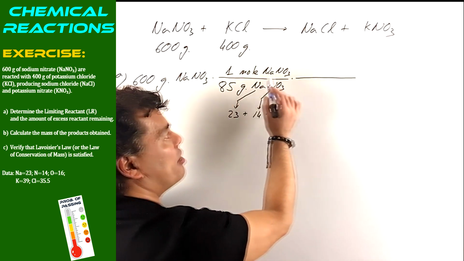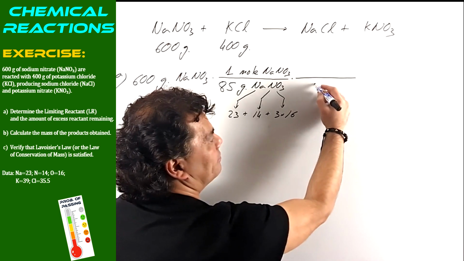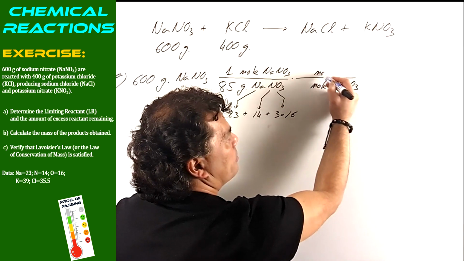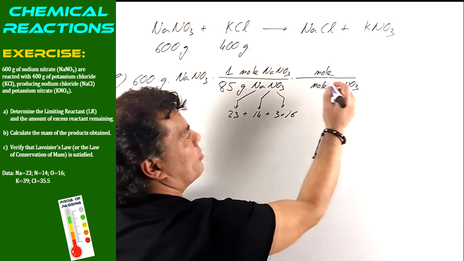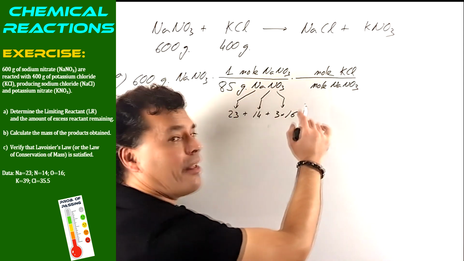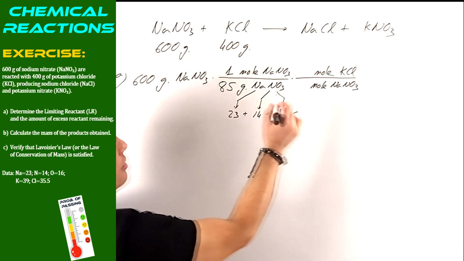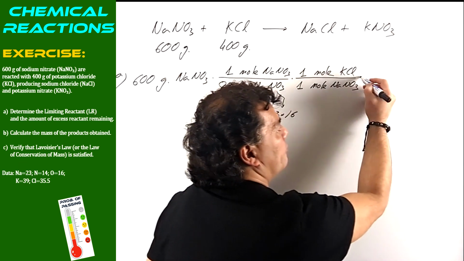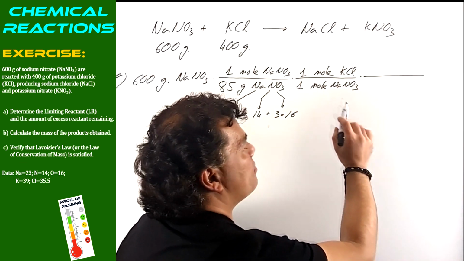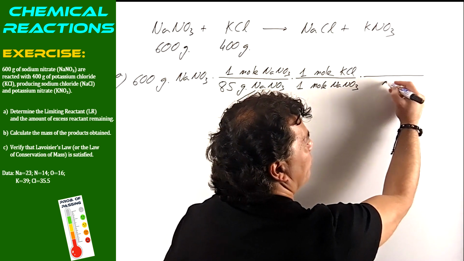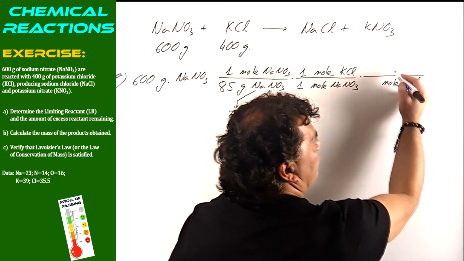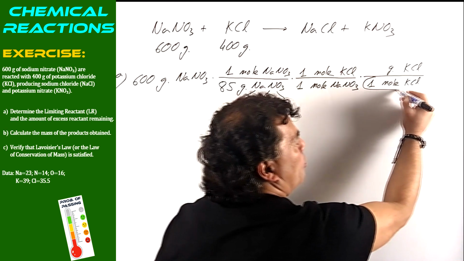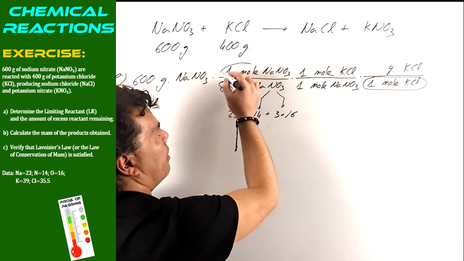It will help us to change from moles of sodium nitrate to moles of potassium chloride. And there come the stoichiometric coefficients, 1 to 1. And of course, there comes the third conversion factor, which will help us to move from moles of potassium chloride to grams of this substance, potassium chloride. And with 1 mole, we will have done this calculation, okay?